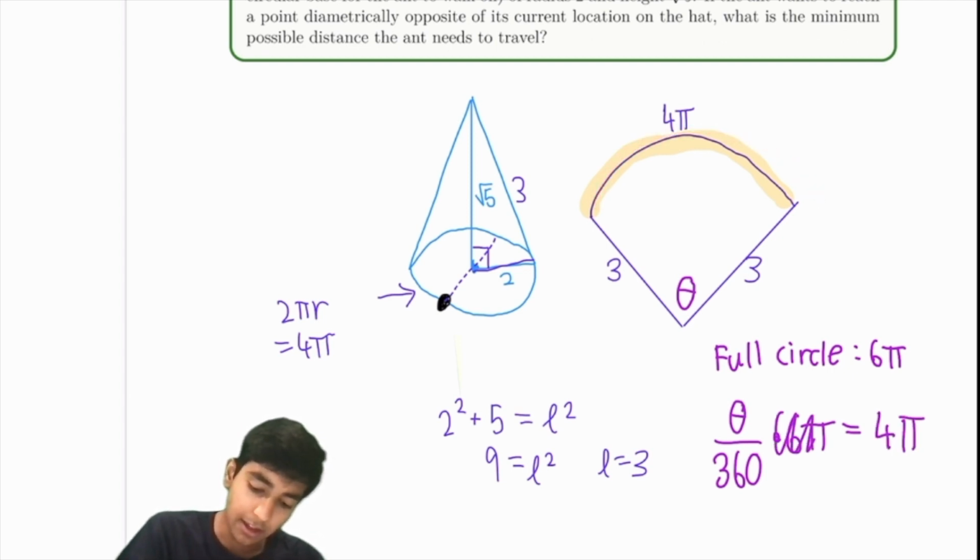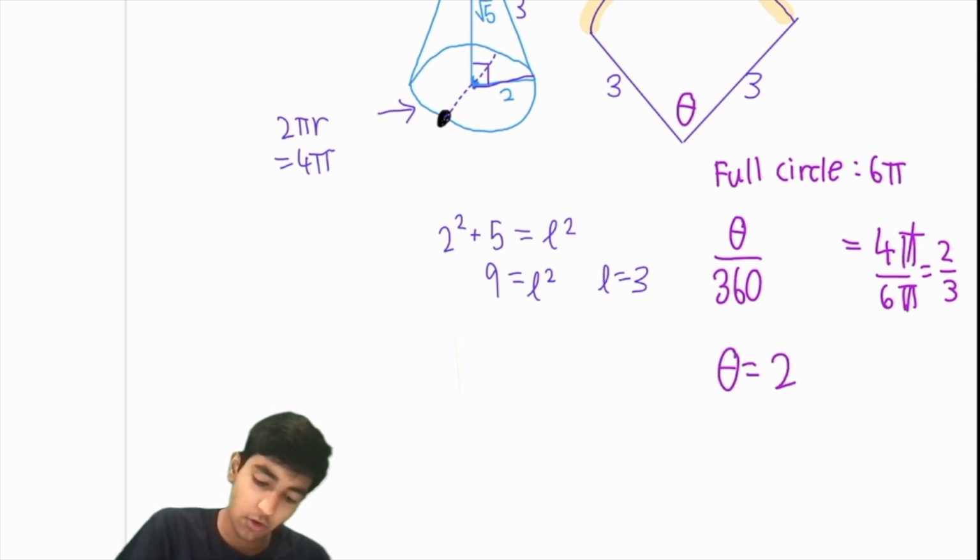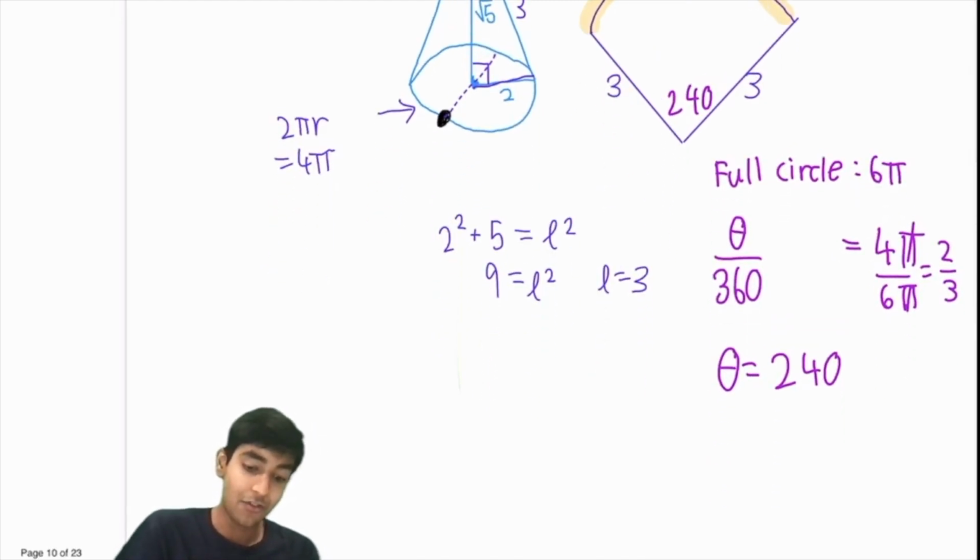And now we can divide both sides by 6 pi. Pi's cancel. This becomes 2/3. So 2/3 equals theta over 360. Theta is 240. And as you can see, this is going to be 240, even though it looks nothing like 240. It is 240.